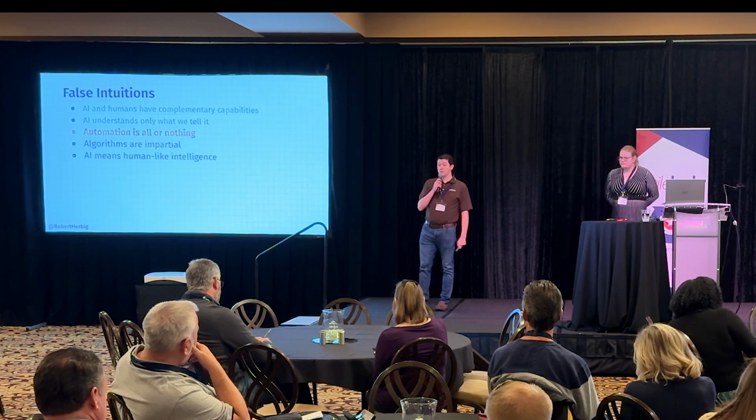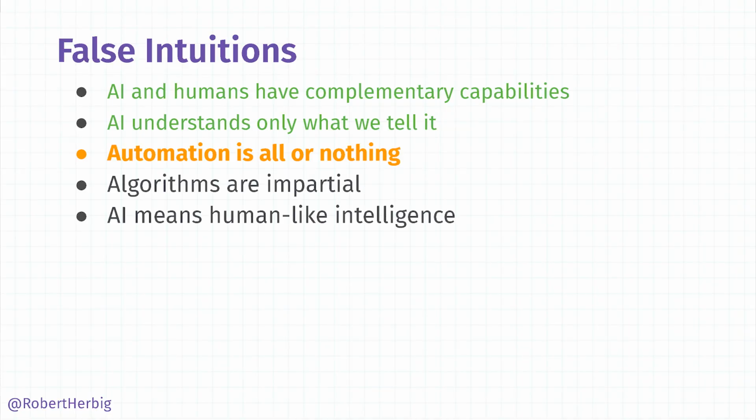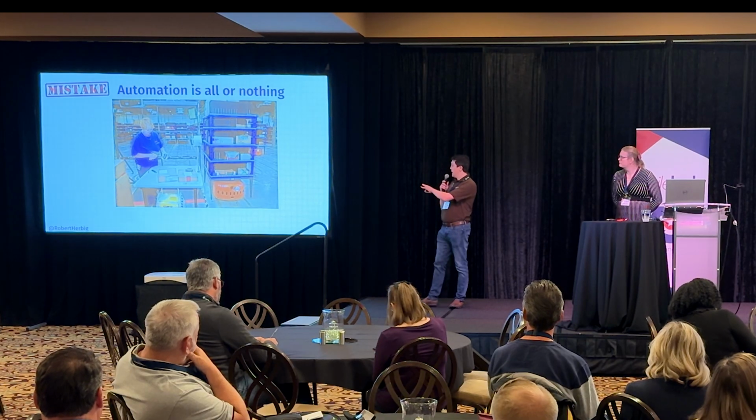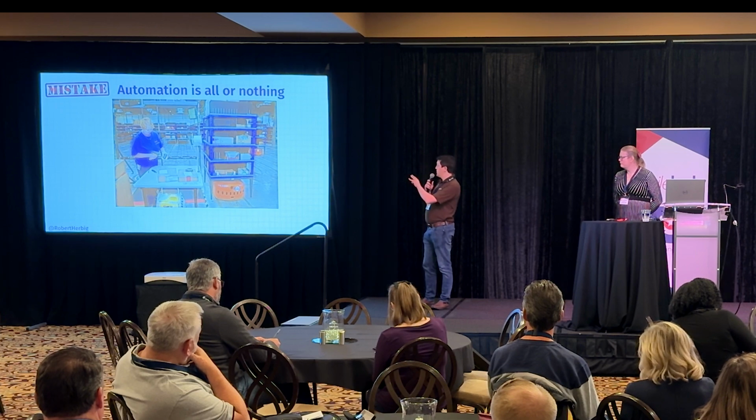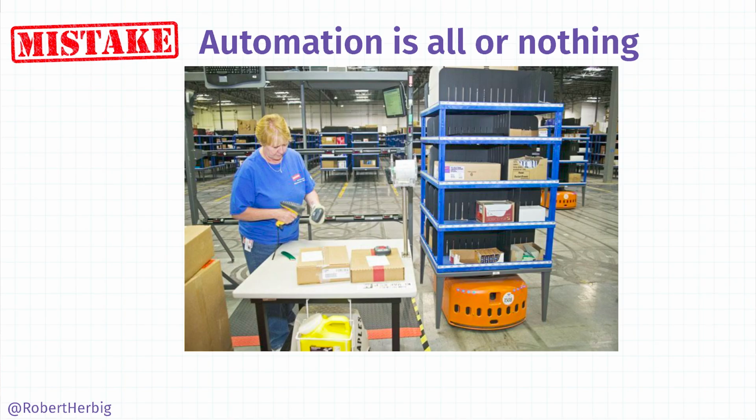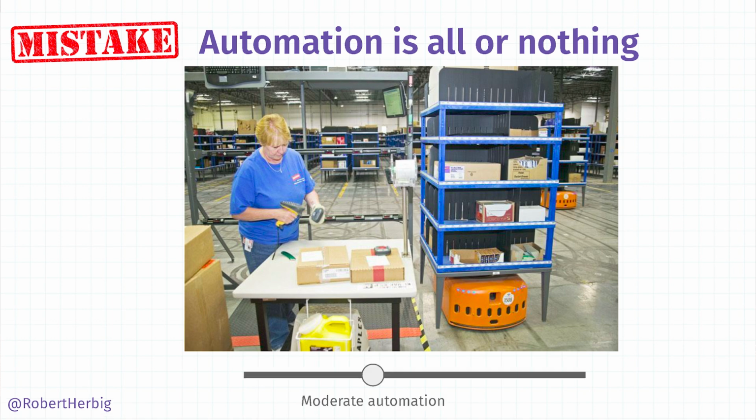The third false intuition is that automation is all or nothing. And this is something we come across a whole lot, so I really do want to spend a little bit of time on this. Let's come back to this Amazon robotics example that Jordan was talking about earlier. This is a human playing to their strengths and a machine playing to its strengths. And because of the way that these two interplay, the human is still in the loop, we put this somewhere on a spectrum and call it moderate automation.